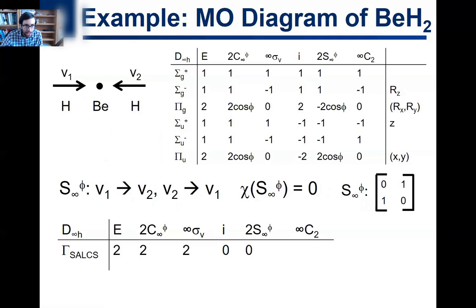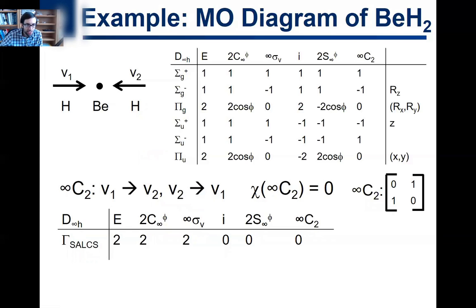S infinity, that is very similar. It's also going to give you a 0. v1 goes into v2, v2 goes into v1. Why is that? You did C infinity. C infinity did nothing, but then you follow it by a sigma h, and that put v1 into v2 and v2 into v1.